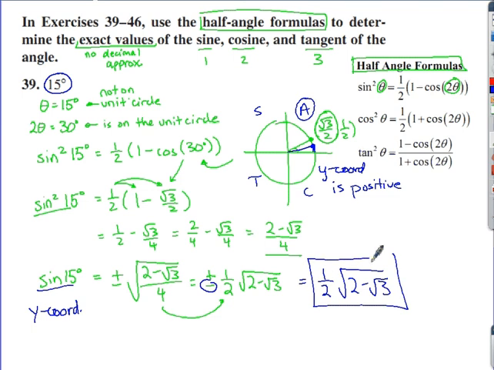Voila, finished. I think I'll leave the other ones up to you. I might make another video if people are having difficulty with this, but I'll leave you to try to finish off cosine using the same type of method, and tangent as well.